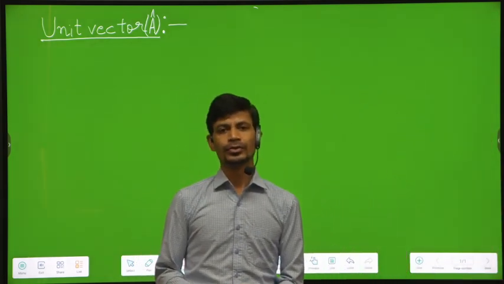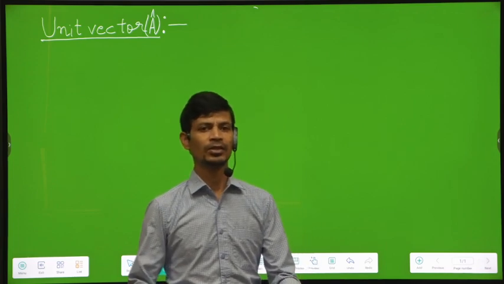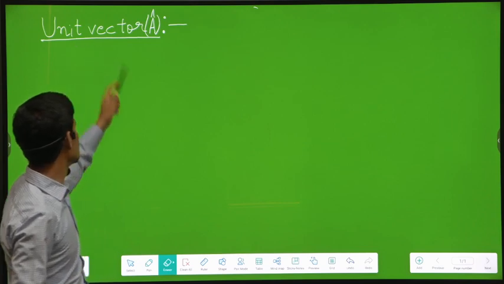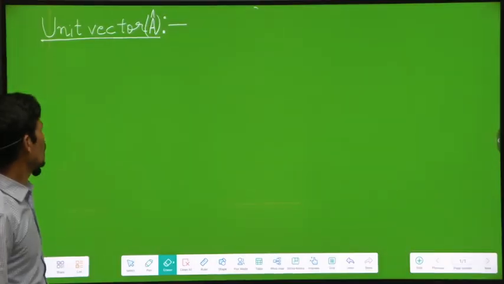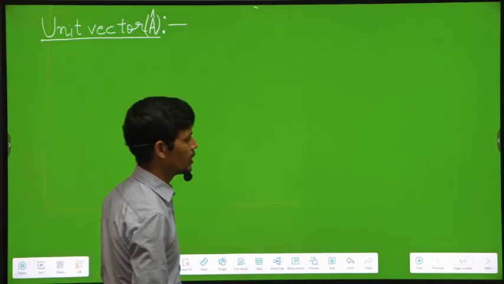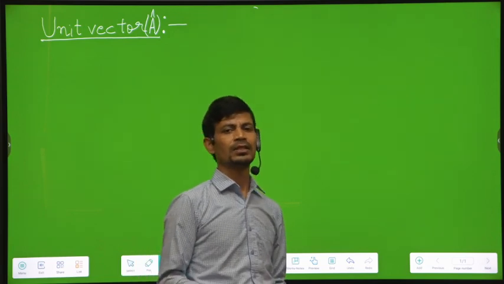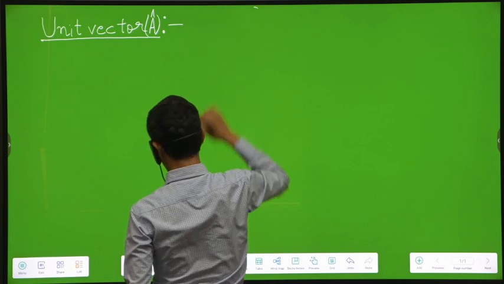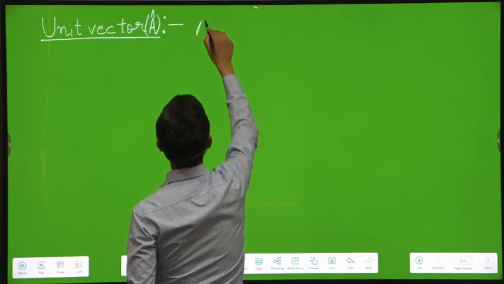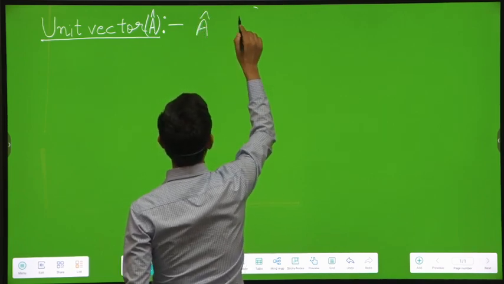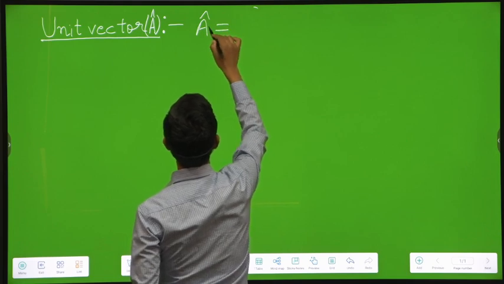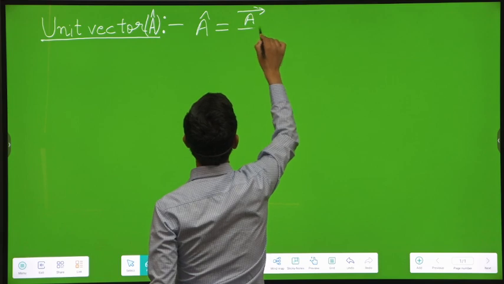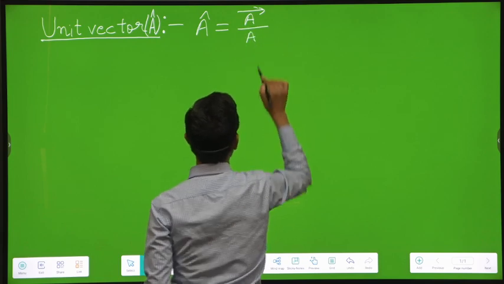Hello. So, in the discussion of vectors, today's topic is unit vector, and as the name suggests, it is a vector which has unit magnitude. Actually, it is associated with the vector. So, if A is the vector, then its unit vector A cap is equal to the vector A divided by its magnitude.